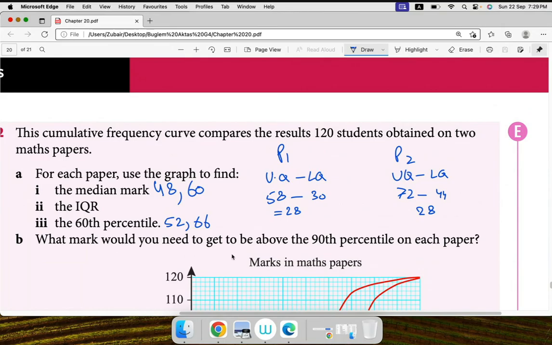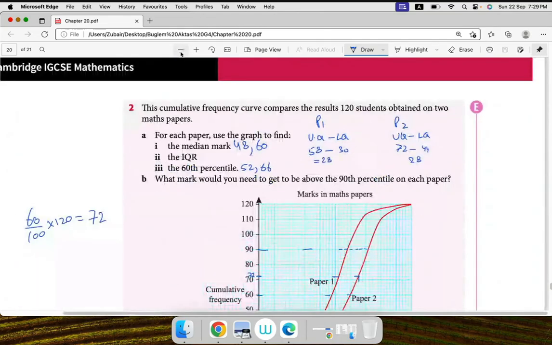What mark would you need to get to be above 90th percentile on each paper? Well, it's 108 on the y-axis. Yes, 90 by 100 of 120, 108. Yep, 108.